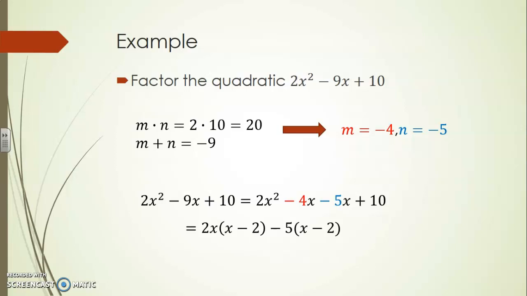x minus 2 being a common factor, we can proceed by simple factoring at this stage. x minus 2 is extracted, and 2x minus 5 is left behind. x minus 2 times 2x minus 5 is therefore the factored form of 2x squared minus 9x plus 10.